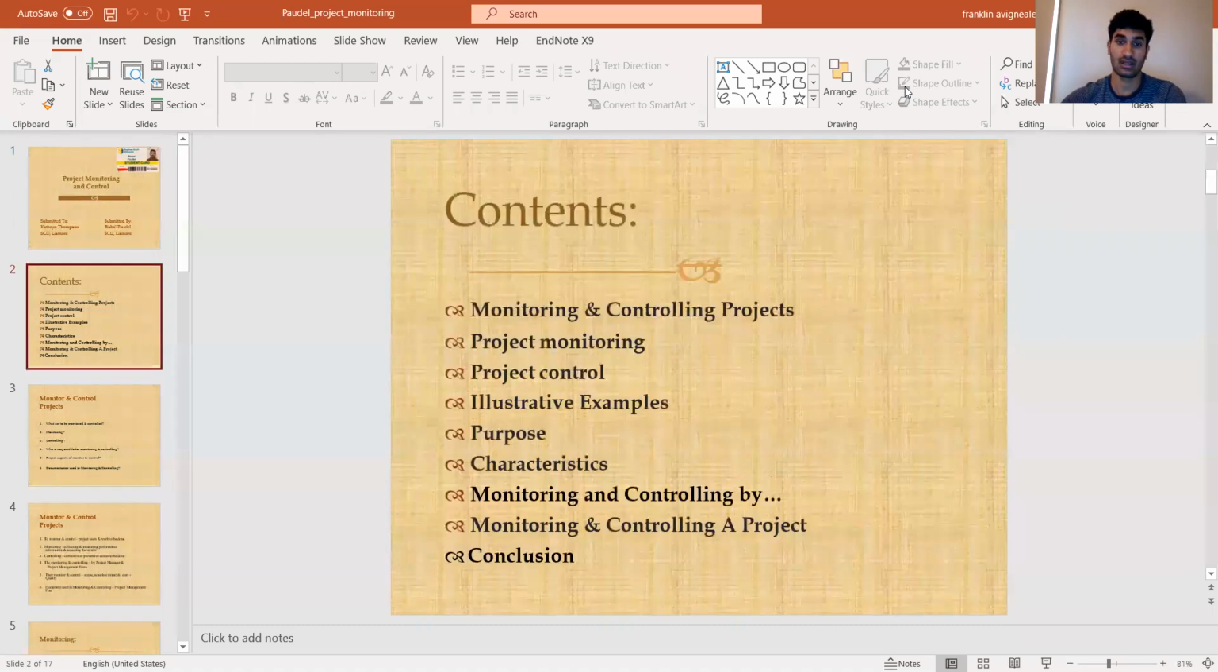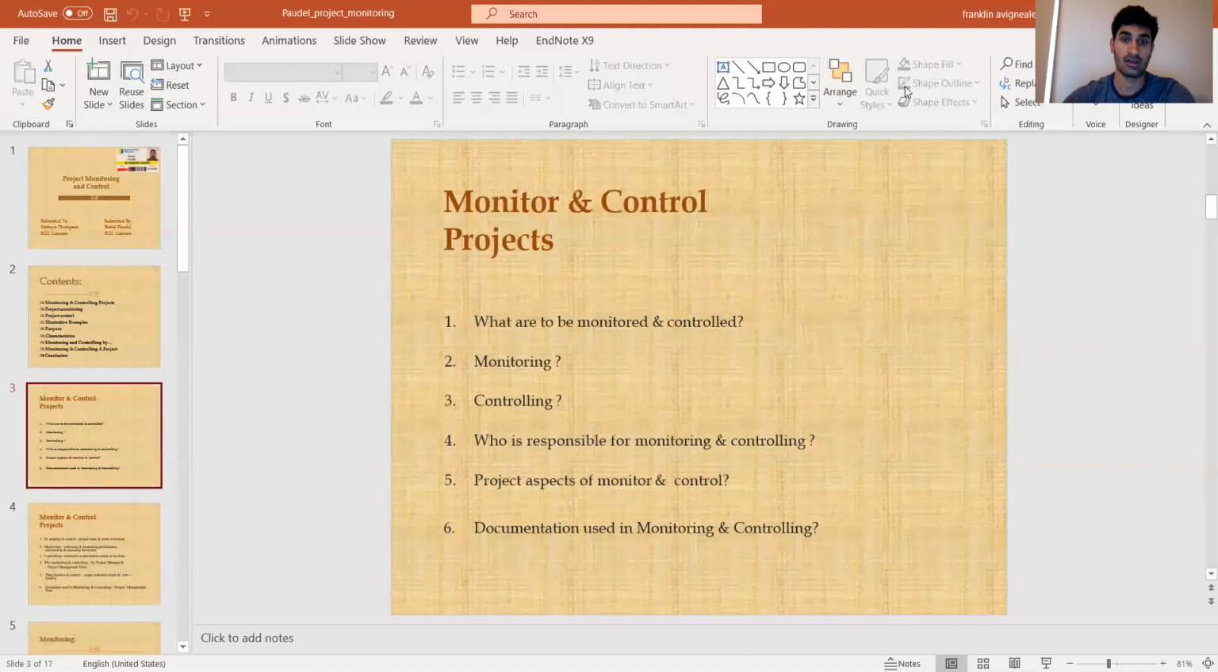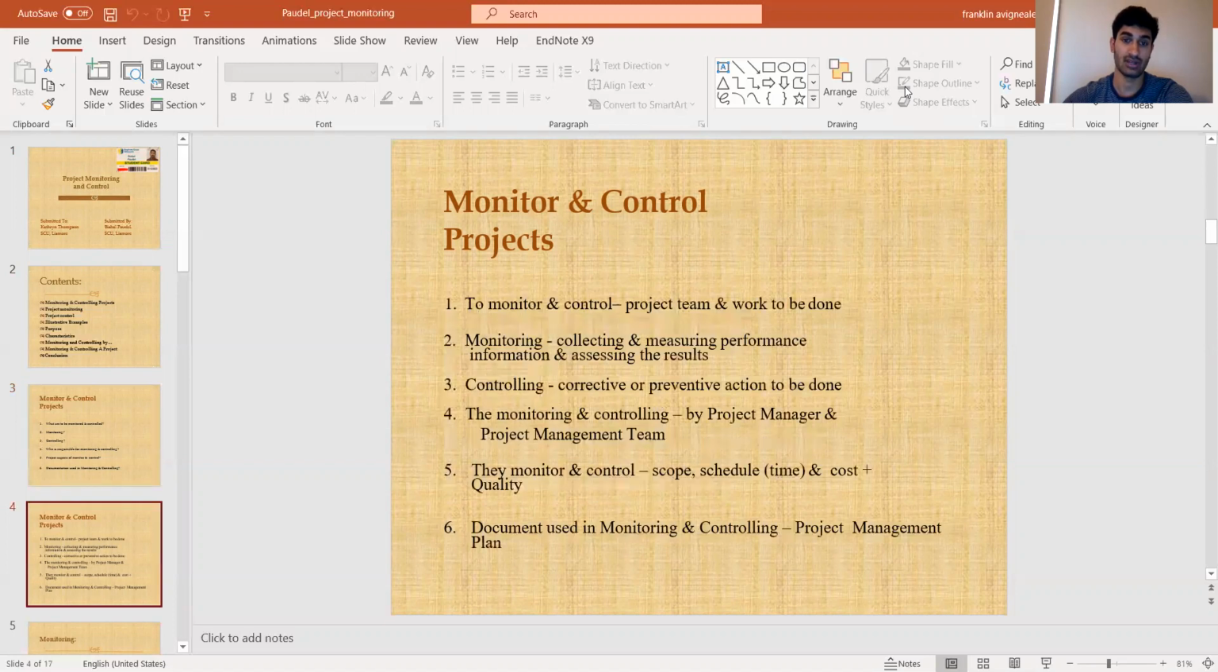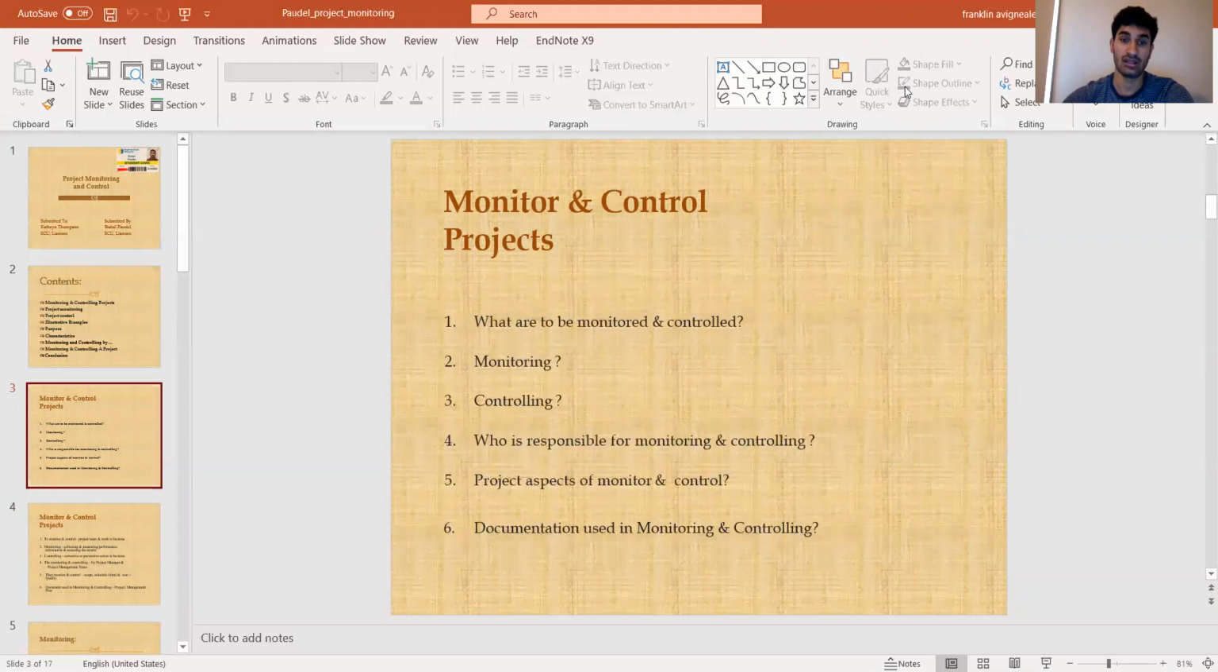First of all, the contents include monitoring and controlling a project, some examples, the definition of monitoring and controlling, the characteristics, the purpose, and what should be monitored and controlled in certain projects. What is to be monitored and controlled is included in the next slide. The project and the work to be done should be monitored and controlled.